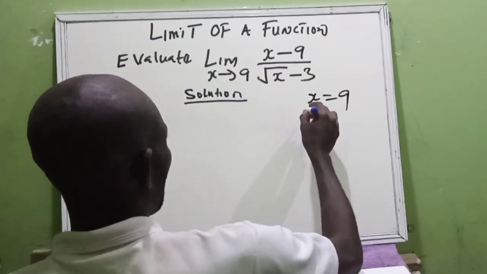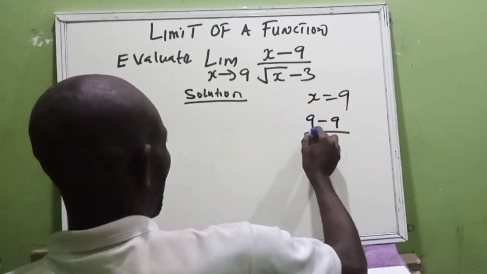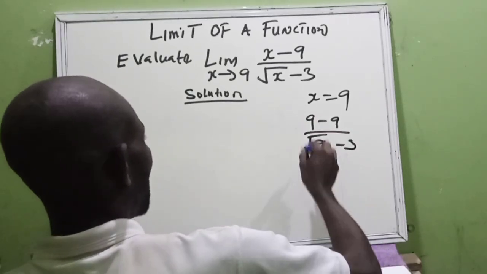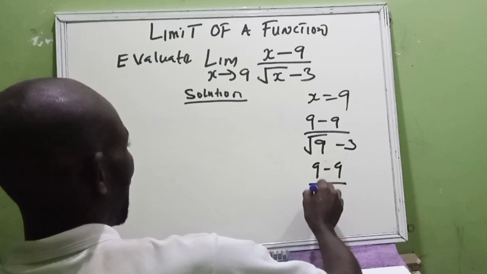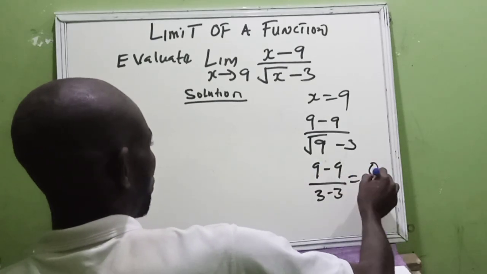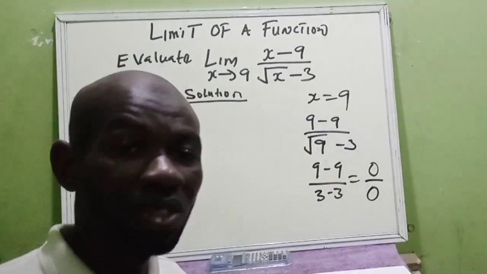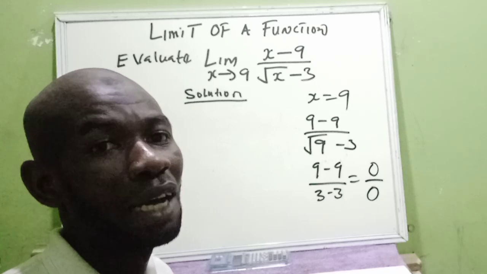When x equals 9, we're going to have 9 minus 9 over the square root of 9 minus 3. Then 9 minus 9 all over, the square root of 9 is 3, minus 3. Then 9 minus 9 is 0, 3 minus 3 is 0. Anytime we have 0 over 0, this is not the end of the solution, so we need to use another method.